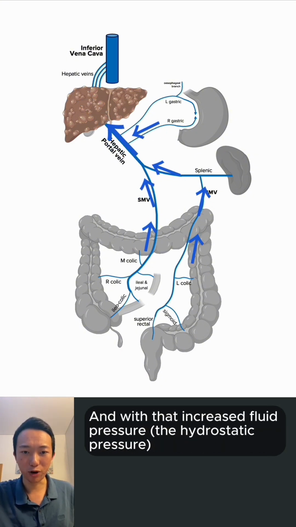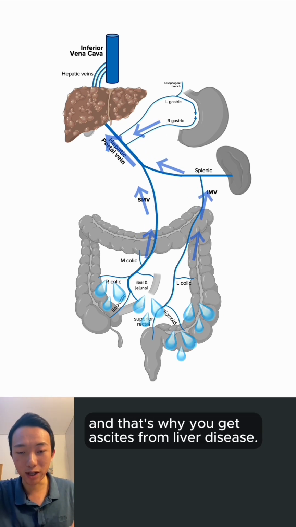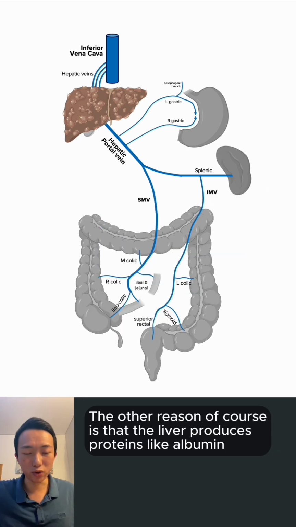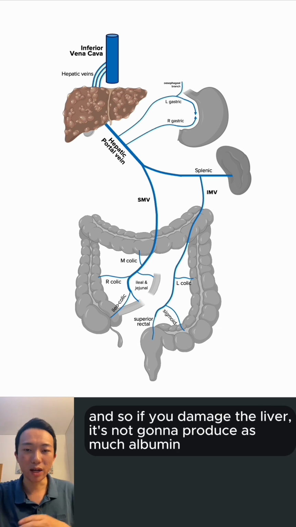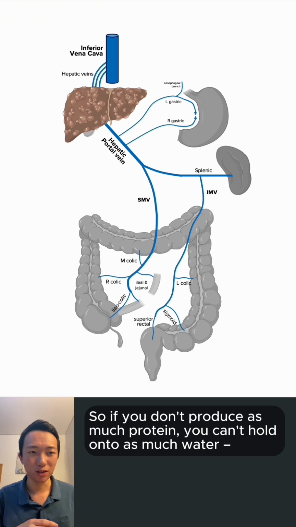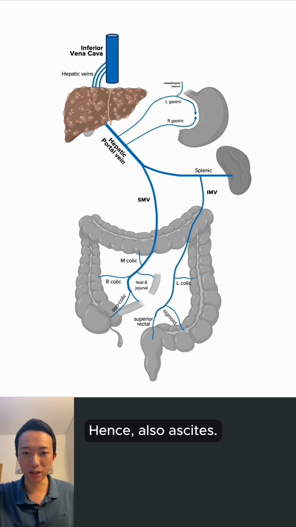And with that increased fluid pressure, the hydrostatic pressure, more fluid's obviously going to leak out, and that's why you get ascites from liver disease. Well, it's one of the reasons you get ascites from liver disease. The other reason, of course, is that the liver produces proteins like albumin, and so if you damage the liver, it's not going to produce as much albumin. And proteins like to hold on to water, and so if you don't produce as much protein, you can't hold on to as much water. It's called having a low oncotic pressure, hence also ascites.